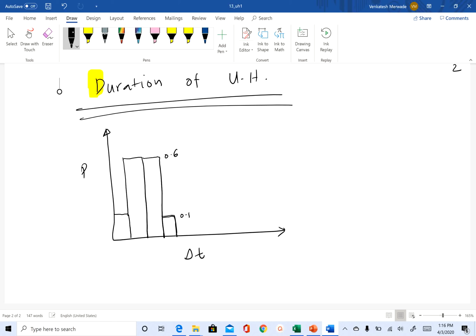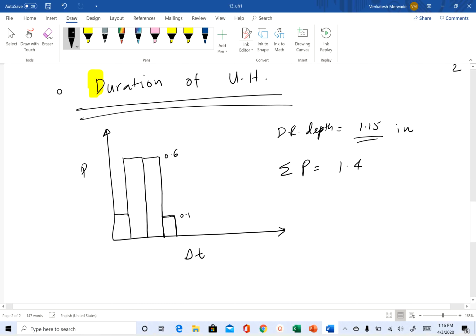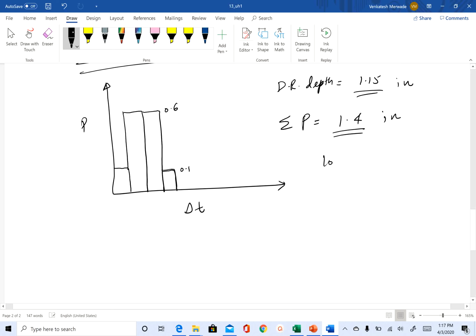Okay, now our direct runoff depth was 1.15 inch. Our total precipitation is 0.1 plus 0.6 plus 0.6 plus 0.1, so it's 1.4 inch. So our loss is 1.4 minus 1.15, which is 0.25 inch.